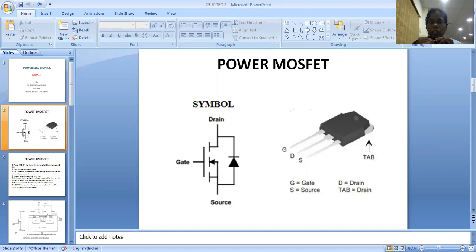Here we can see the symbol of power MOSFET. Again, it has three terminals: drain, source, and gate. We can also call MOSFET an IGFET, that is, insulated gate field effect transistor, where the gate is insulated by a metal oxide layer. That is the concept of MOSFET, and that's why we say it is an insulated gate field effect transistor. The insulated gate has been insulated with the metal oxide layer.